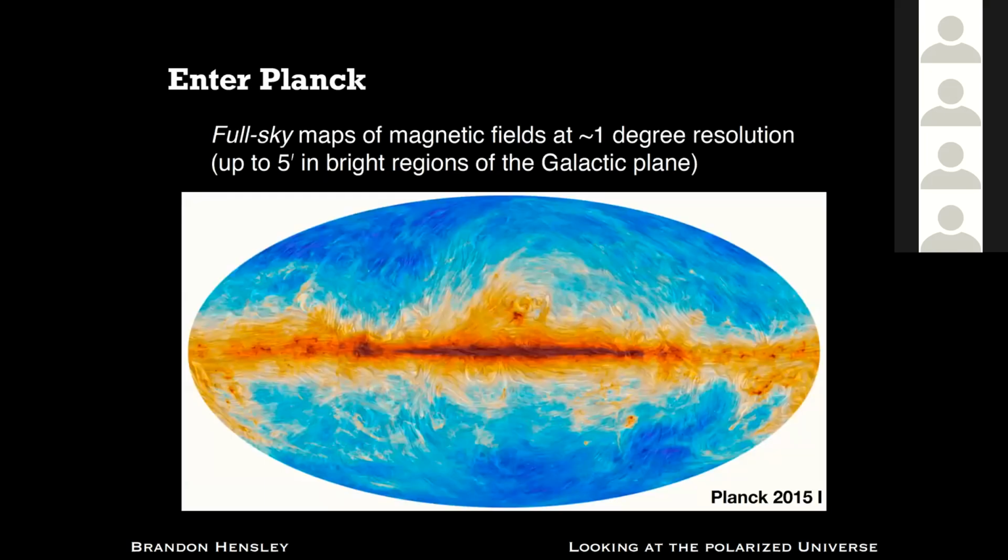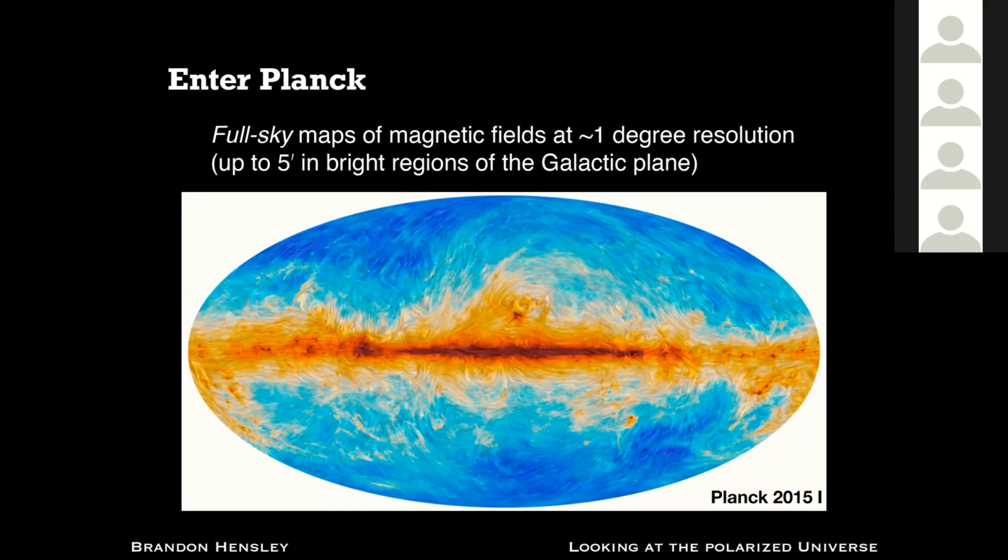So, again, here in the 2020s, we now have this early dream realized. So this is a map I'm sure you've all seen before from the Planck satellite. So this is measuring polarized dust emission at 353 gigahertz, 850 microns.